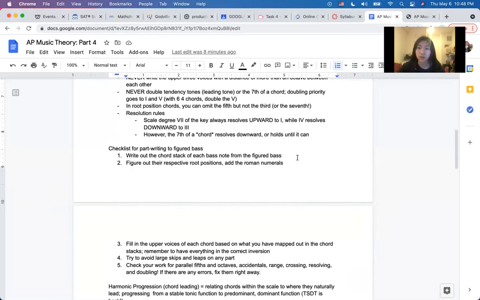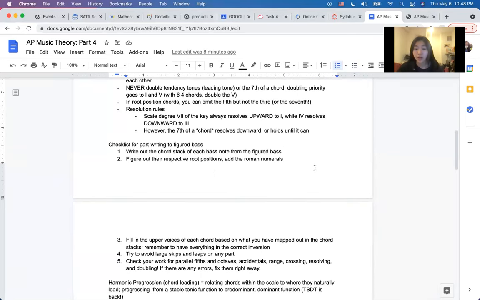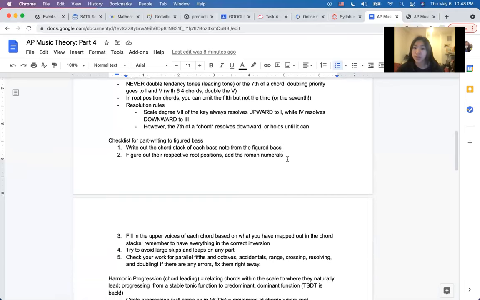First of all, you want to write out the chord stack of each bass note from the figured bass. This is going to be provided, so make sure you analyze that as soon as you get it and then write out the chord stack. Figure out their respective root positions. You want to organize it so that you can see what the root is, and then you can add the Roman numerals based on their scale degree in relation to the original key.